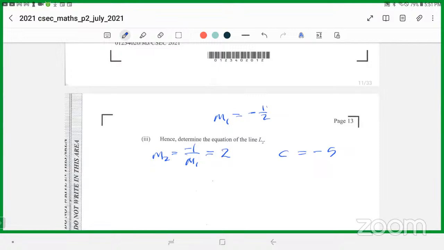If you want to calculate it, as I said, by putting negative half under here, you're still going to get the 2. But we have to learn to do mathematics the quick way still. And the quick way to get the perpendicular gradient is to take the one that you have, flip it and change the sign.